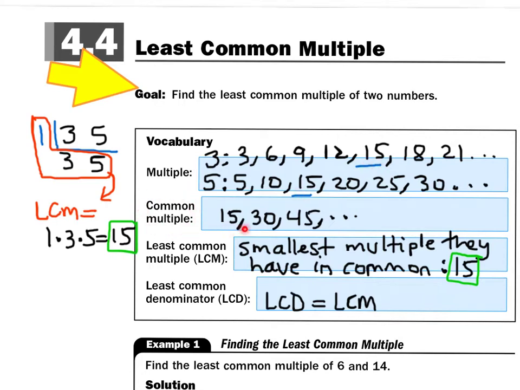well, 15 is in common, and if I kept the list going, 30 would be in common, 45, and so on. Now, if I ask you for the least common multiple, that's the smallest multiple that they have in common, because you know it could keep going and going and going. But the smallest one would have to be 15. Now, something cool about fractions, if I ask you for the least common denominator, that's the exact same thing as the LCM of all of the denominators.